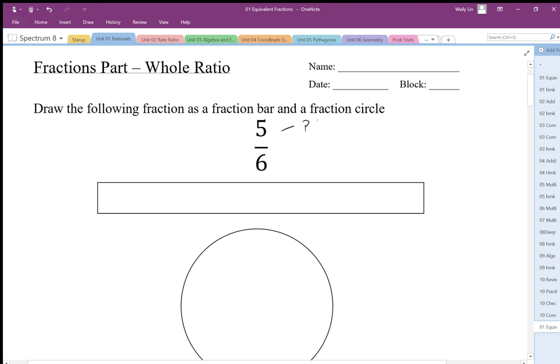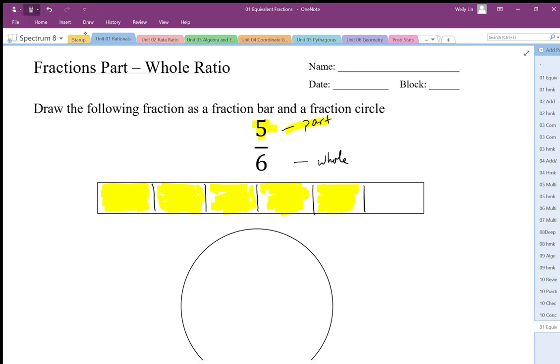So this is my part, this is my whole. Okay, so if I'm going to draw this fraction, I can split it up into 6 parts whole. There's my 6 parts whole. It's a little bit more proportional here. And then the 5 parts that I want are going to be represented by shading in 5 of the 6 parts here. So I have 1, 2, 3, 4, 5. Okay, so that represents my 5 out of 6 parts whole. So this fraction bar represents 5 out of 6 parts whole.